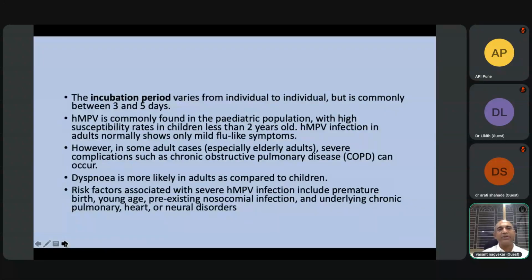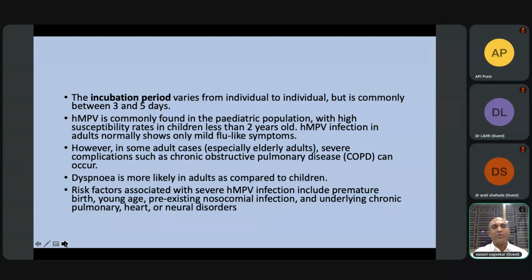Coming to the incubation period. Just to know about this virus, we'll discuss the severity and how much of a concern it really is in our clinical practice subsequently. But let us know something more about the HMP virus. The incubation period varies from individual to individual, but is commonly between 3 and 5 days, just like any other virus. Influenza A also would have somewhere around 2 to 5 days. So for the majority of these respiratory viruses, the incubation period is more or less the same, somewhere between 2 to 7 days.